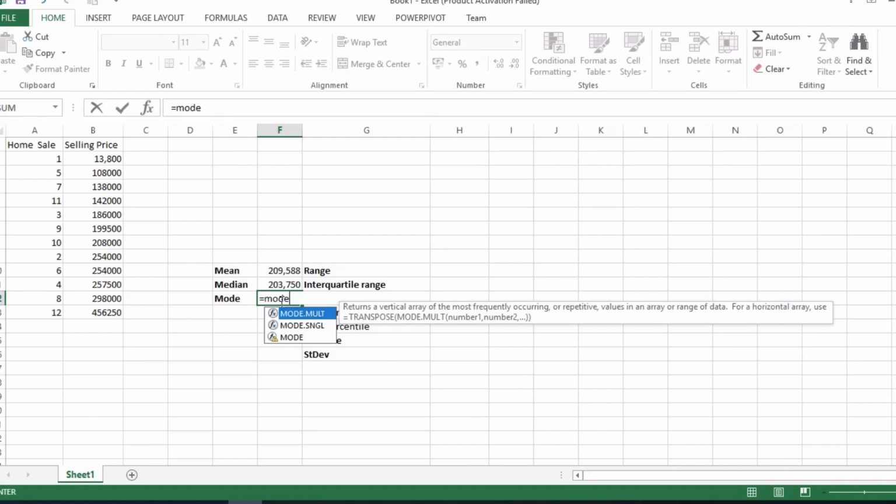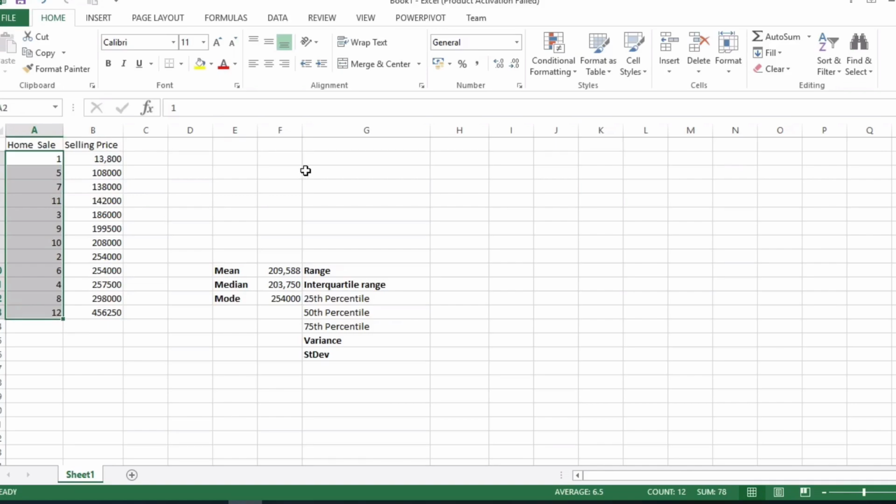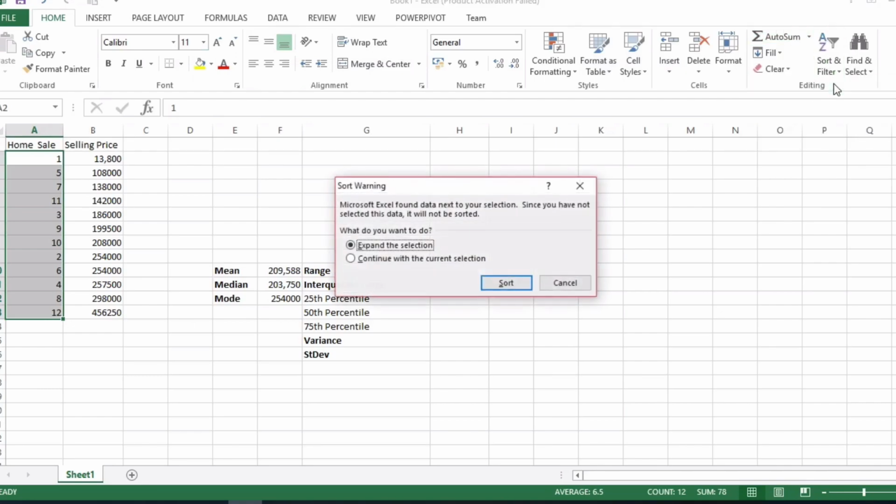Okay. So, MODE.MULT, open parenthesis, we have the data set, and then close parenthesis. Ta-da! So now we have our mean, median, and mode.